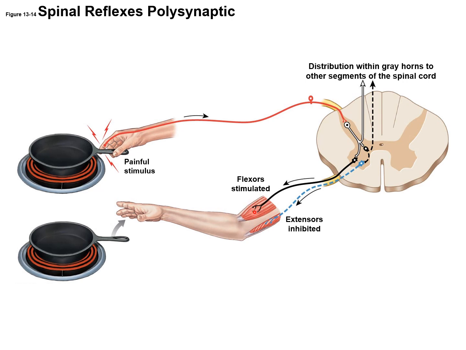So if we need to let go of that pan, we're going to contract the biceps brachii here. And notice that this neuron is actually inhibiting the triceps, and that's going to make it easier for you to pull your hand away from that hot pan. All right, that's the withdrawal reflex.